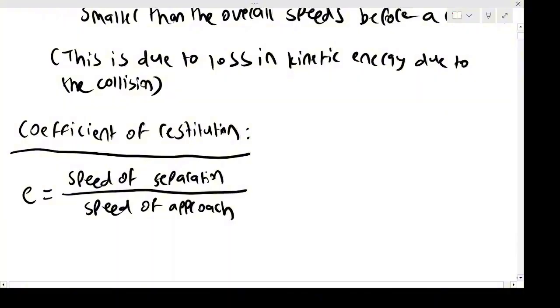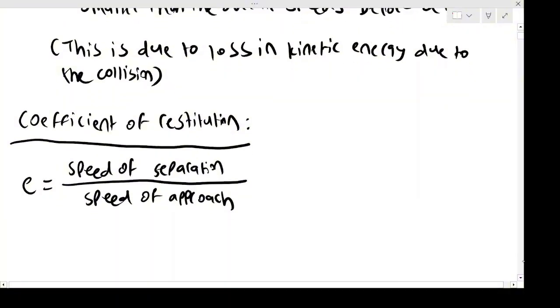Okay, so what on earth does this mean? Well, the speed of separation, the clue's kind of in the name. Separation, it's like the speed after they collide. So it's the speed after they separate, right? So after the collision. Likewise, speed of approach is when the two objects approach each other. So that's going to be the speed before the collision. Because they approach each other to make a collision, then they split off and separate. Okay, so that's the idea.